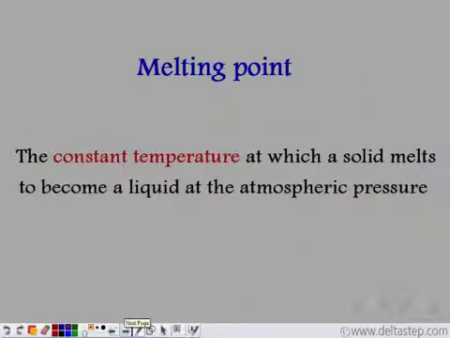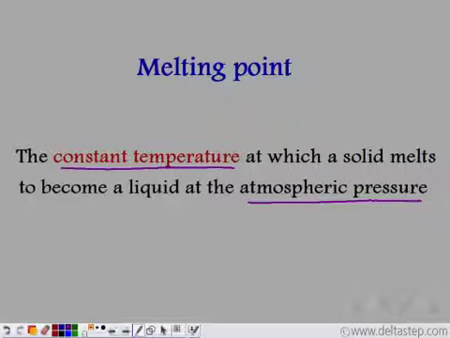The melting point is defined as the constant temperature at which a solid melts to become a liquid at the atmospheric pressure. These temperature calculations are made at constant pressure conditions, that is at the atmospheric pressure, because with the change in pressure, the melting point also changes. So these calculations are always made at a constant pressure, that is the atmospheric pressure.